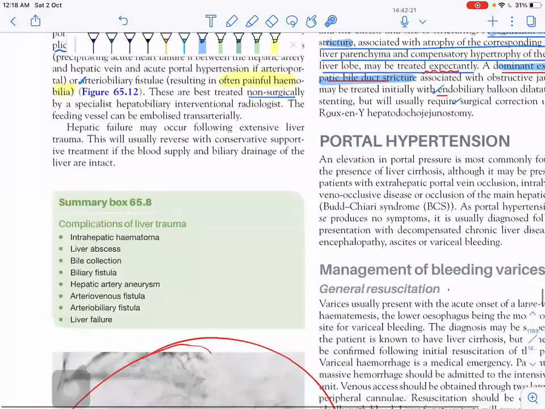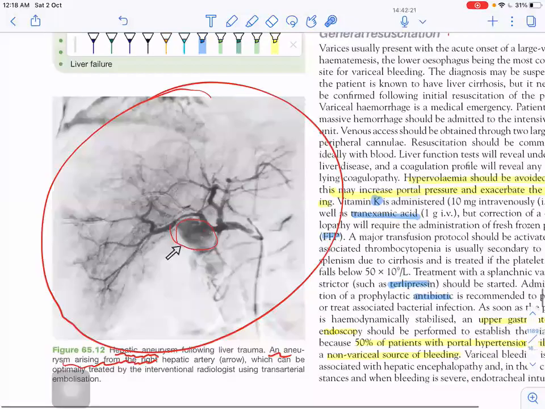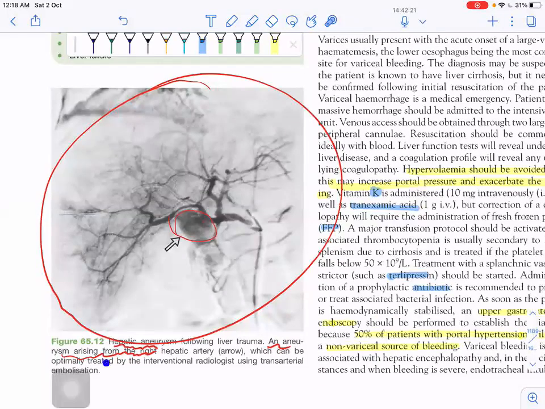Then the main MCQ is this. You have to see this figure 65.12. It's an aneurysm arising from the right hepatic artery. It's an aneurysm, not a cholangiocarcinoma. You can see this catheter inserted, going inside. These are angiographic catheters used by the interventional radiologist to do transarterial embolization. So just see this one, and don't label this as a cholangiocarcinoma. It is a hepatic artery aneurysm.